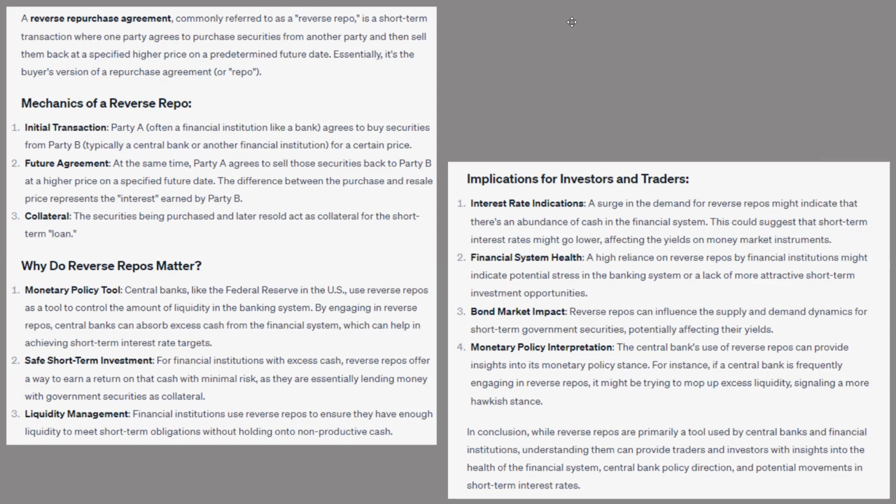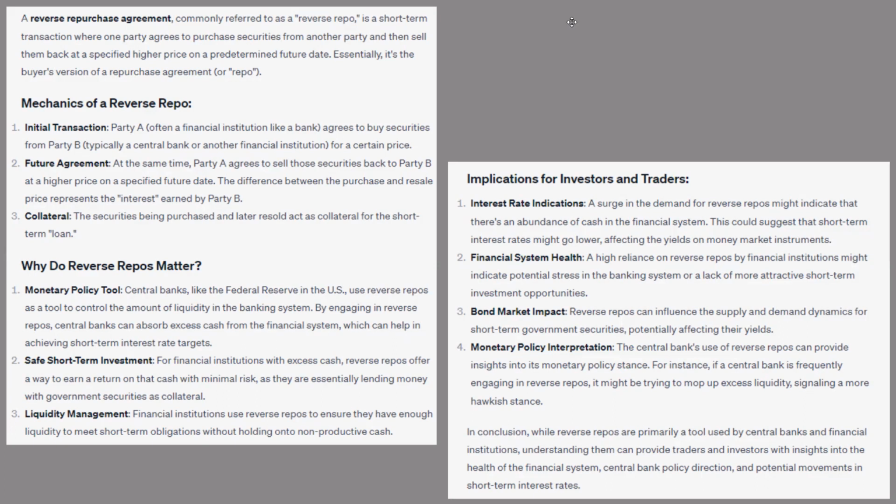All right, now it's also a safe short-term investment for financial institutions with excess cash. They offer a way to earn a return on that cash with minimal risk, as they're essentially lending money with government securities as collateral, and it gives you liquidity management. So financial institutions use these reverse repos to ensure they have enough liquidity to meet short-term obligations without holding on to non-productive cash. Now, the implications for investors and traders.